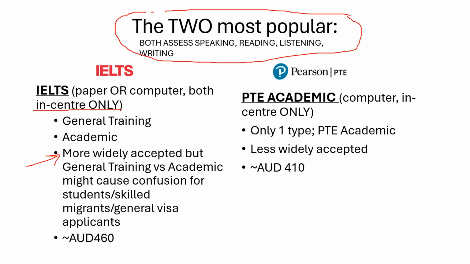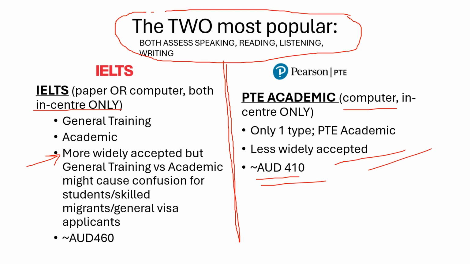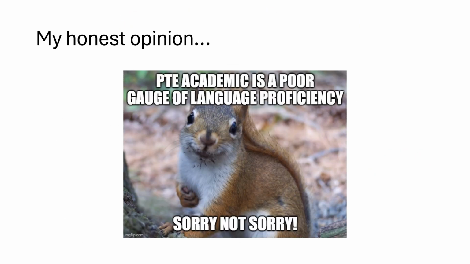Okay, price-wise, there has been a bit of a change here. Yes, IELTS is about 460. This is a slight mistake. PTE Academic is now around 470. Now let's talk about PTE Academic for a quick moment. Okay, PTE Academic is fully computerized and is done in centers only. There's PTE at home. It's not accepted by the visa department. There is only one type, and it's PTE Academic. It is less widely accepted, and this matters. Okay, this really, really matters.